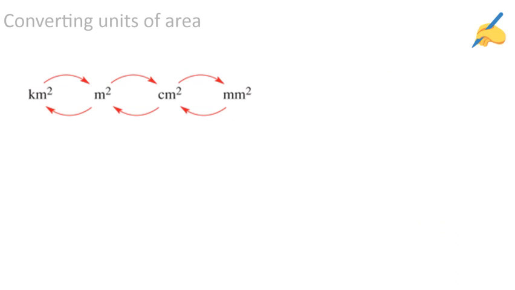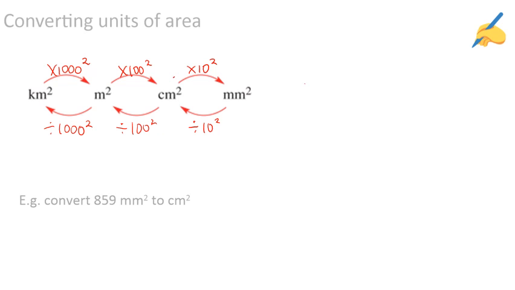Converting units of area is similar to converting units of length, except we need to square it. For instance, kilometres squared to metres squared, I'm going to times by 1000 squared. Metres squared to centimetres squared, times by 100 squared, times by 10 squared. And going back the other way, remember we divide. Divide by 10 squared, divide by 100 squared, and divide by 1000 squared.